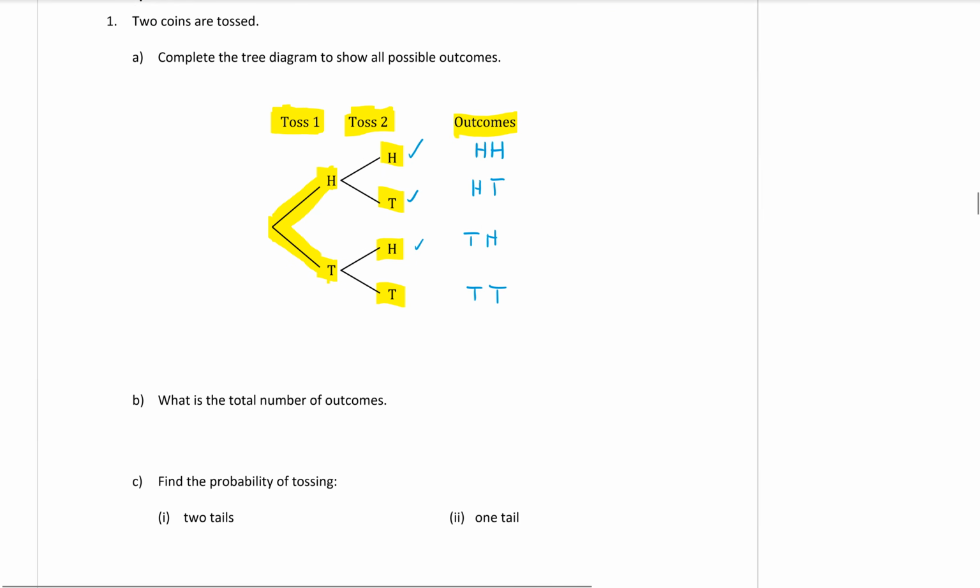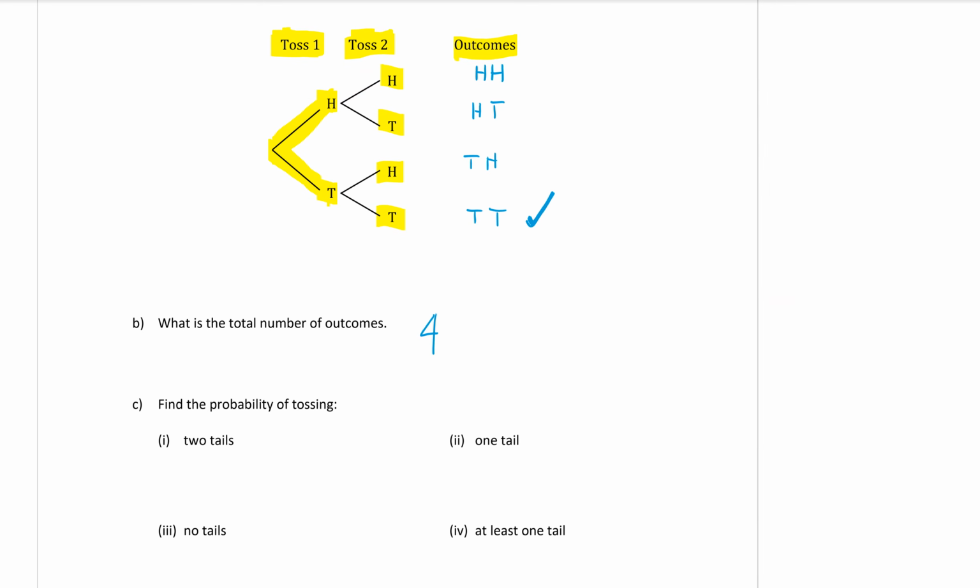So part B says, what is the total number of outcomes? These things that I've written here in blue, there was 4 different outcomes. Part C, find the probability of tossing 2 tails. So 2 tails was this option down here at the bottom. So of the 4 options, there's only one of them that has 2 tails. So that means a probability of 1 out of the 4.